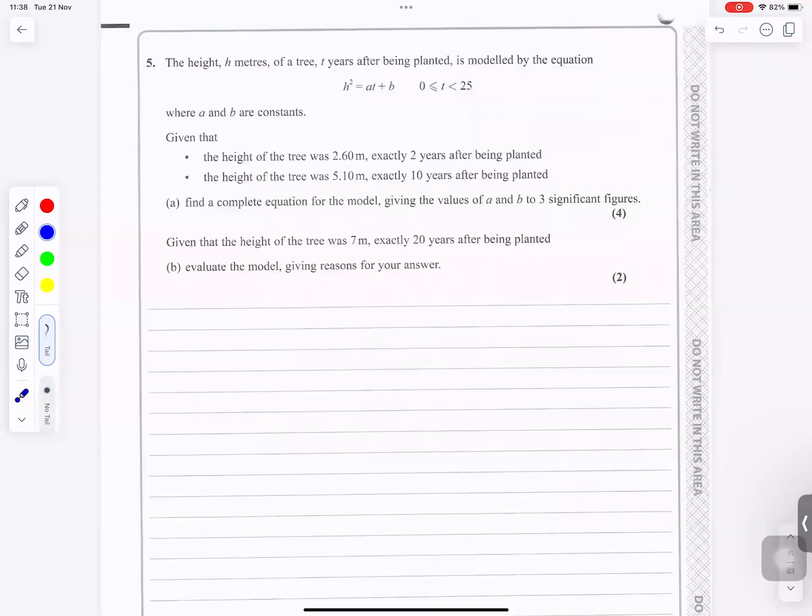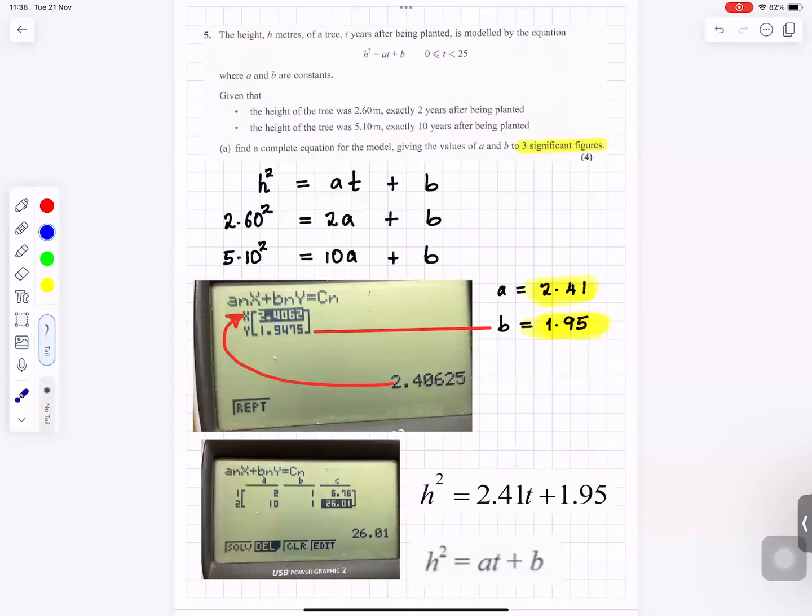That's question number 5. So what we do, we write the equation h squared equals at plus b. We substitute 2.60 meters after 2 years, and that will give us the first equation. And then after that, we substitute 5.10 after 10 years, and that will give us the second equation. So what we want to do now is to solve those 2 equations simultaneously.